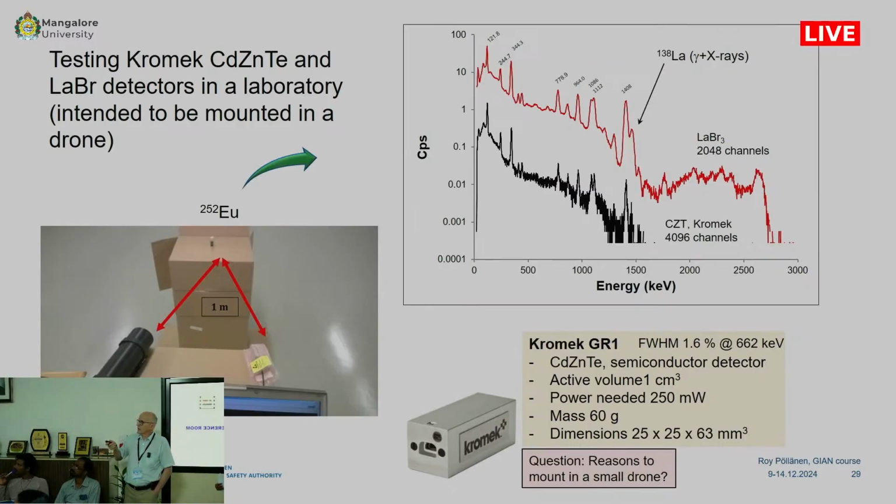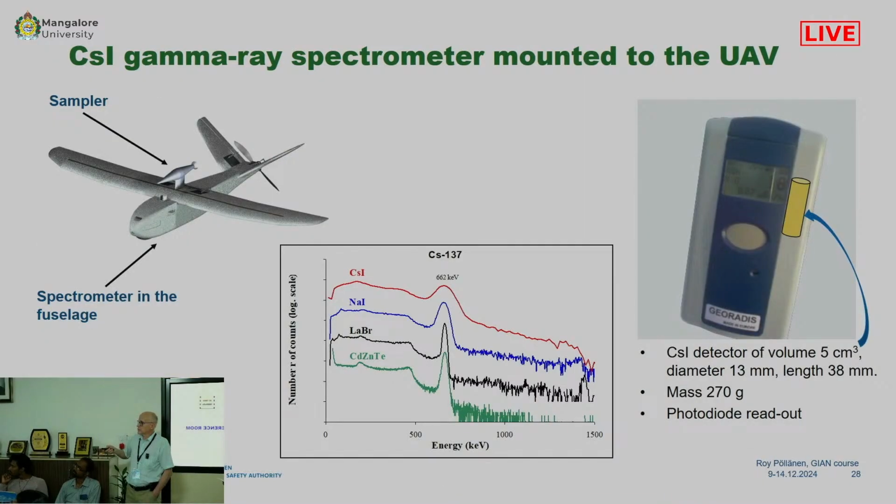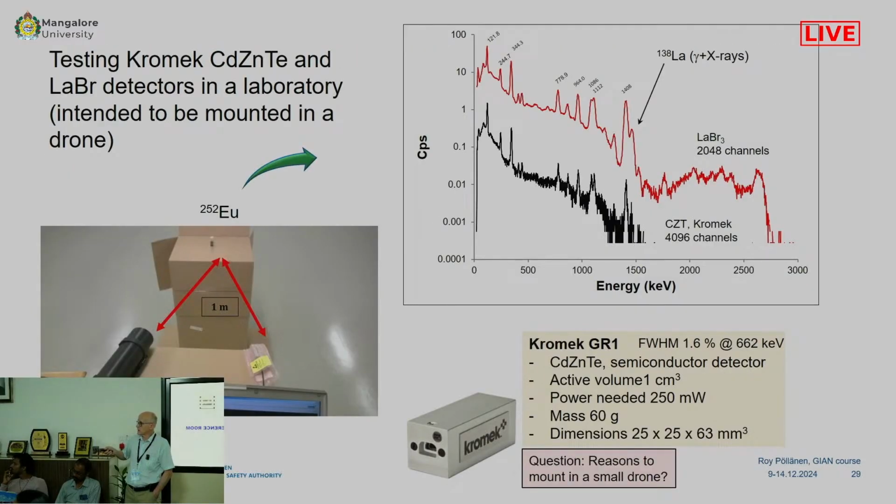All right, then I also tested this very small detector. The size is only some centimeters. We tested it because we intended to put this detector in this UAV, but we didn't do it. So you can see the resolution, which is quite good. For example, in these peaks, there is not very much overlapping.